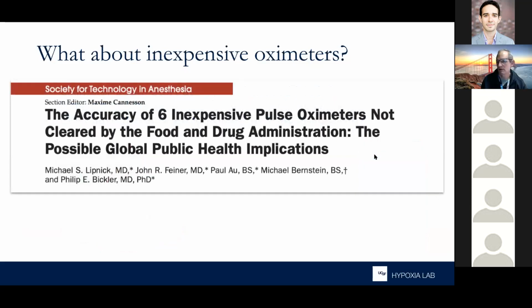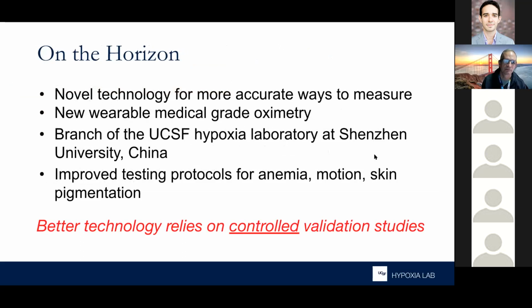Mike did a really nice study a few years ago that became the most highly cited paper from this journal in that year, and all this attention was drawn to it as the COVID pandemic started. So congratulations to Mike for that very high impact work. We need to do more work on these inexpensive oximeters. There are so many of them out there. They're everywhere now.